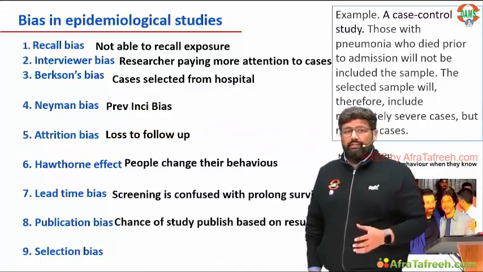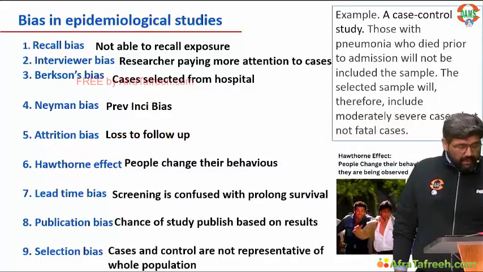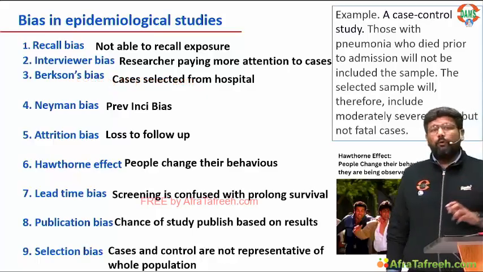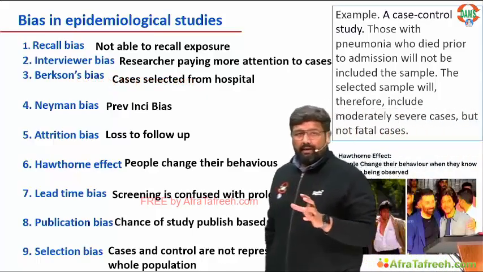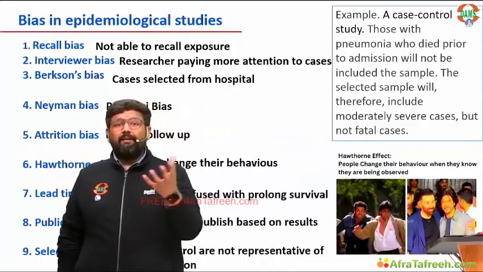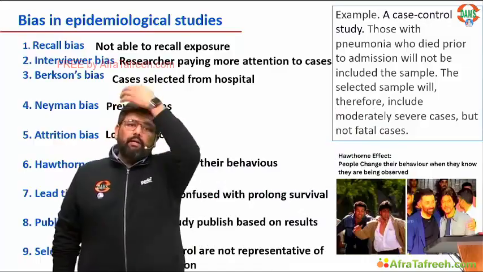This is publication bias. Selection bias. Cases and controls are not representative of the whole population. Guys, Neyman bias means because of the different prevalence, I want to do a study on rabies.